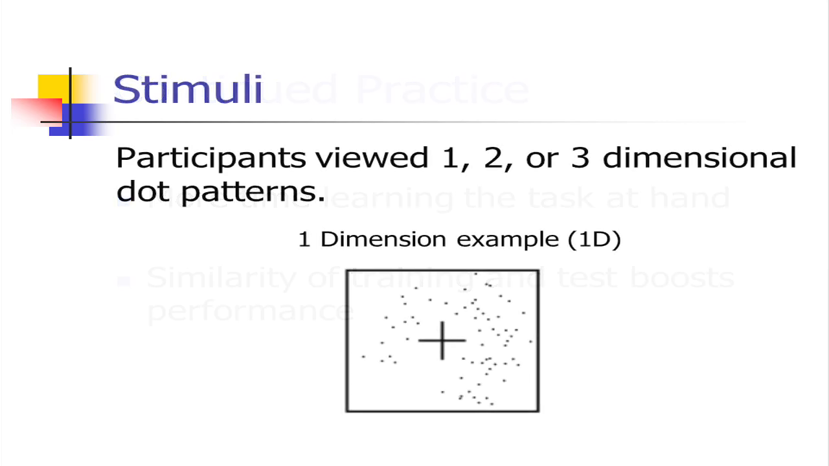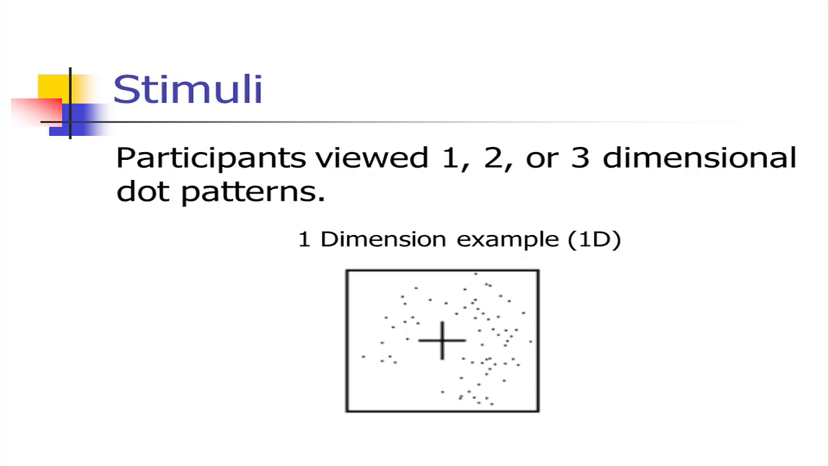Okay? So how this worked is participants viewed 1, 2, or 3-dimensional dot patterns. In a lot of my work, we tend to use kind of simple stimuli. The reason is because it helps get rid of a lot of the complexity that would otherwise be there, right? A lot of the alternative explanations for the results that we get, previous learning, previous experiences, right? So we tend to use kind of simplistic stimuli.